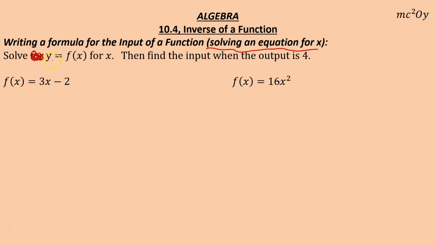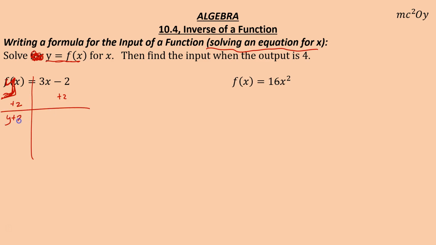So in other words, what this means right here, it means where you see f of x, write y. Okay, so there. Now we have y equals 3x minus 2. Solve that for x. Well, what's my first step? I add 2 to both sides.